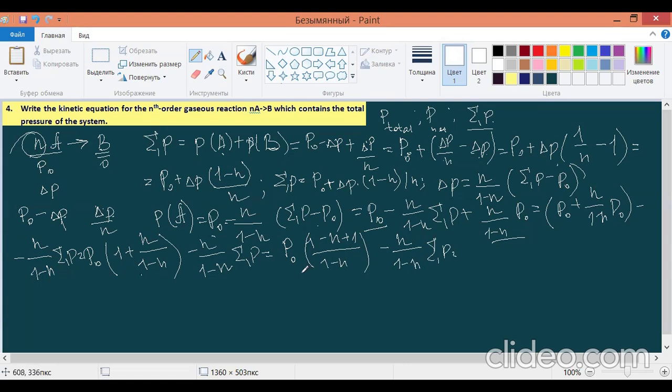Yeah, I made a mistake somewhere. Hold on a sec. So delta p is n over 1 minus n times sigma p minus p0. Okay, PA is equal to P0 minus delta P. So for delta P, I'm writing the expression. Okay, now I'm opening these brackets. Minus, okay, plus n, P0.